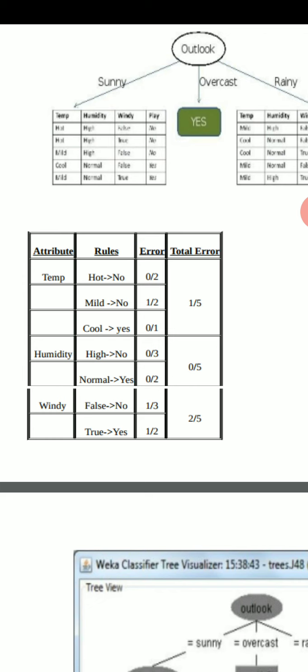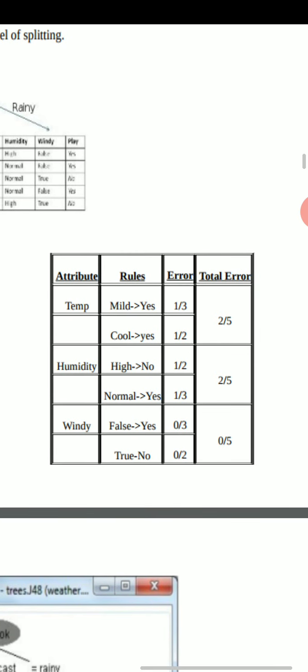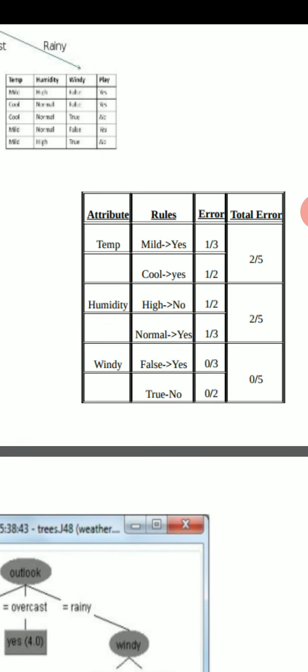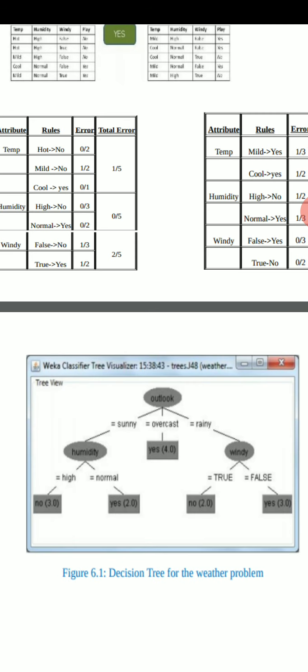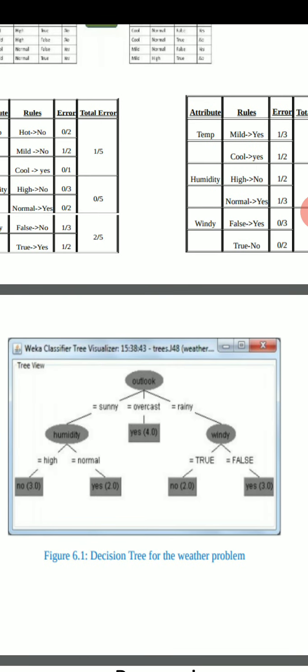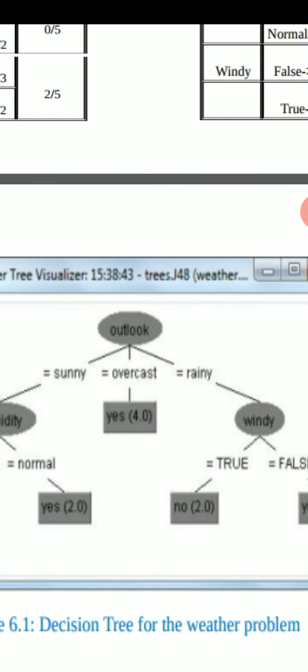So under temperature, hot, no, that is 0 by 2, mild, no, 1 by 2, cool, yes, 1 by 5. Here for humidity there are no errors, that is 0 by 5. Okay, and similarly for windy 0 by 5. So finally when you construct the decision tree it would come out like this. Outlook is our root node, outlook is equal to overcast.